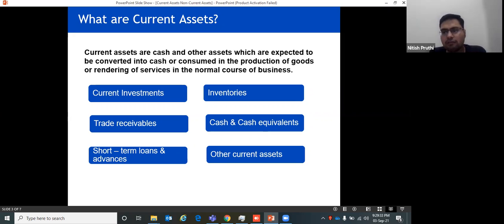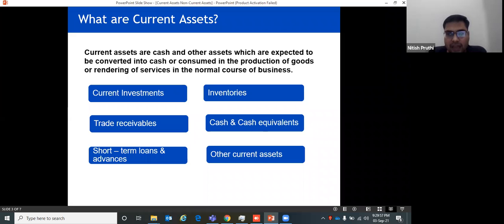Now cash and cash equivalents generally means cash in hand or cash in your bank account. Now short-term loans and advances. Maybe you have given a loan to your friend or some other business entity for a shorter period of time, let's say 1 month, 2 months. So these form part of short-term loans and advances under current assets. Now the last component is other current assets.